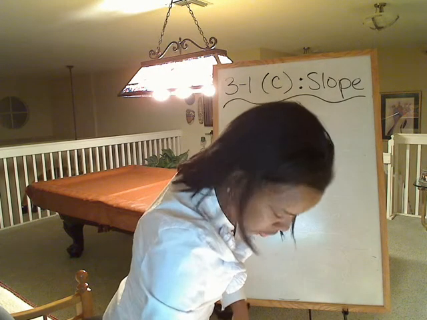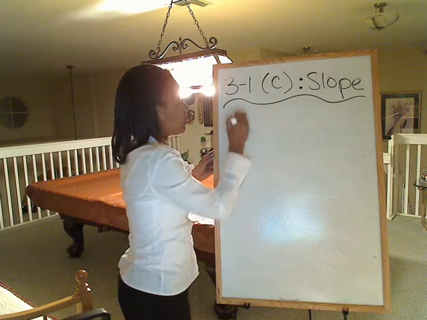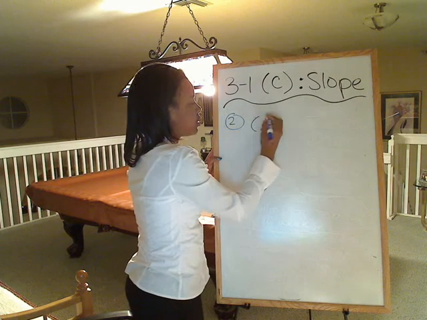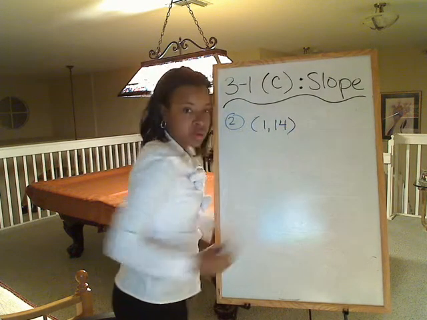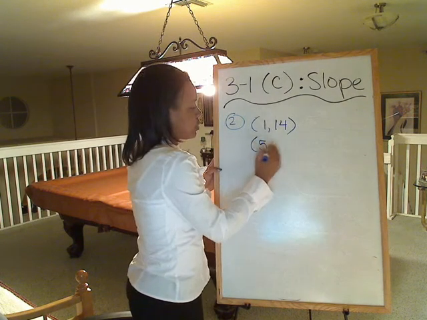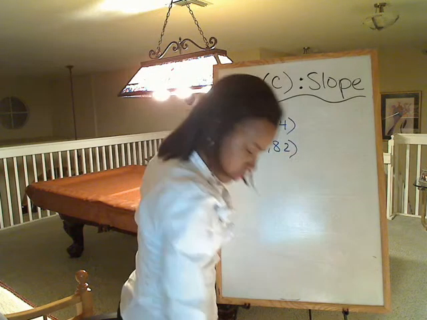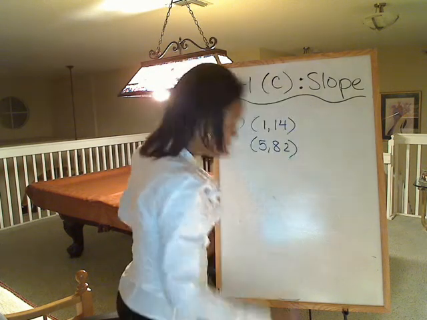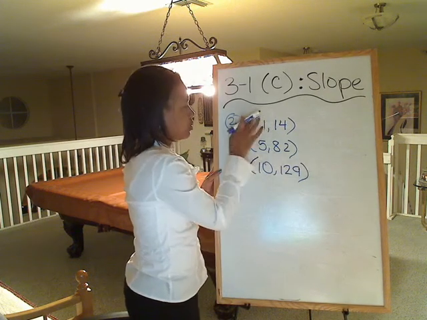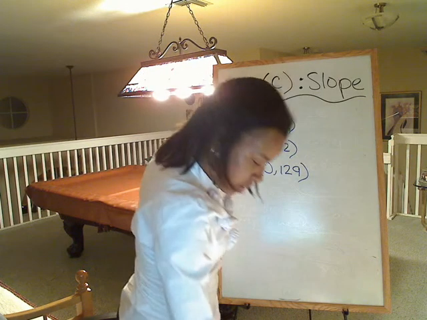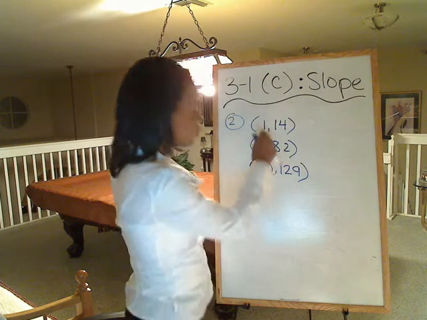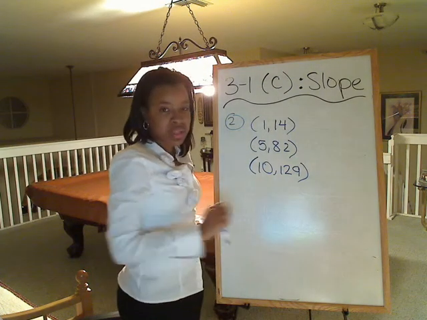So I'm just going to write down those 3 points for number 2. The first point is game 1, she scored 14 points. Game 5, she scored 82 points. And game 10, she scored 129 points. Okay? Now, it says graph the data with the game number. So you're going to plot these 3 points on the graph and then connect them.